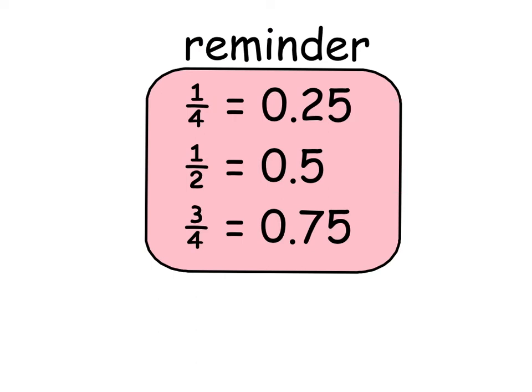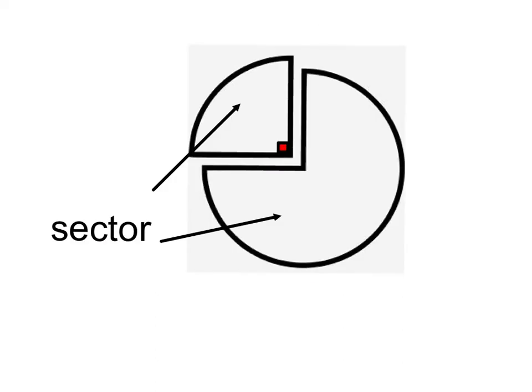A wee reminder, because this is what we're going to be using today, instead of quarters, halves and 3/4, we're going to be replacing them with these decimals that you should already know off by heart, okay? So worth copying down if you don't. So just a wee reminder, I've started to use that word sector. If you don't remember what that is, remember sector is a bit of a circle. It's like your pizza slice. So that's what we will call part of a circle now. It's just shorter to say a sector.